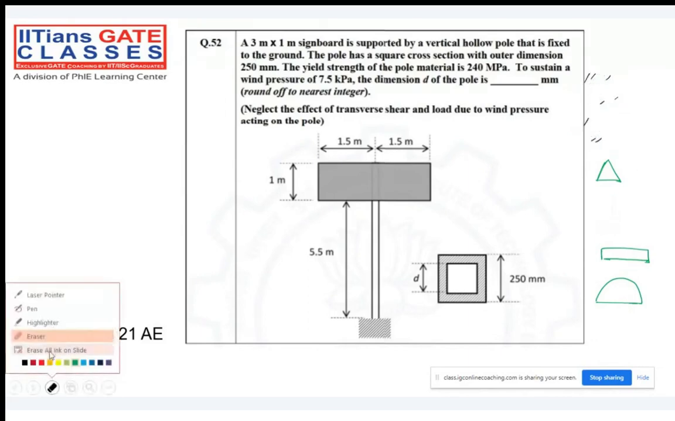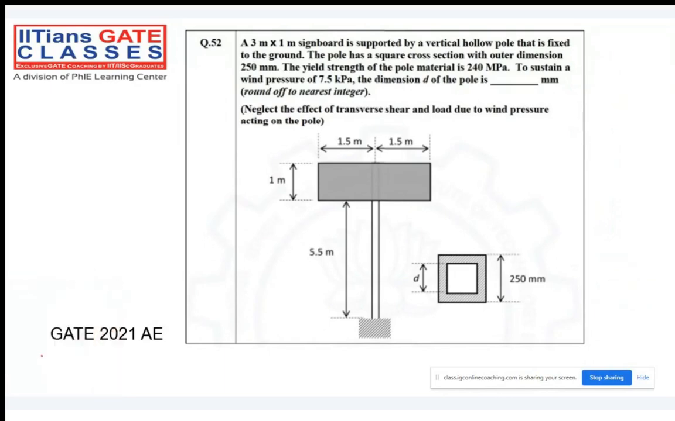Now we will try to solve this particular problem. How can we proceed, let's see. A 3:1 signboard is supported by a vertical hollow pole. What they have shown here is a top view of the hollow pole, standing like this. When you see from the top, that is the cross section you can see for this particular pole.